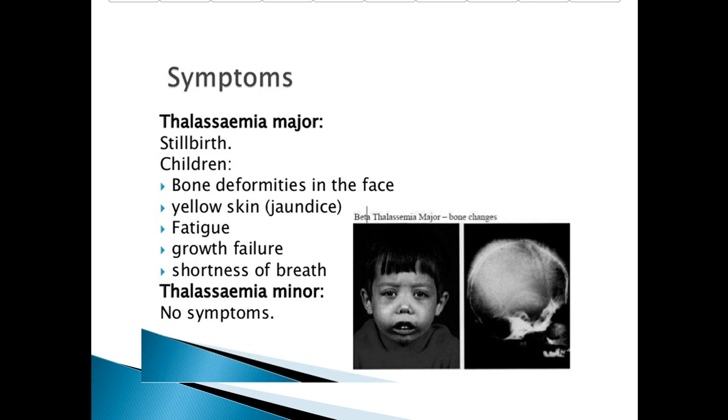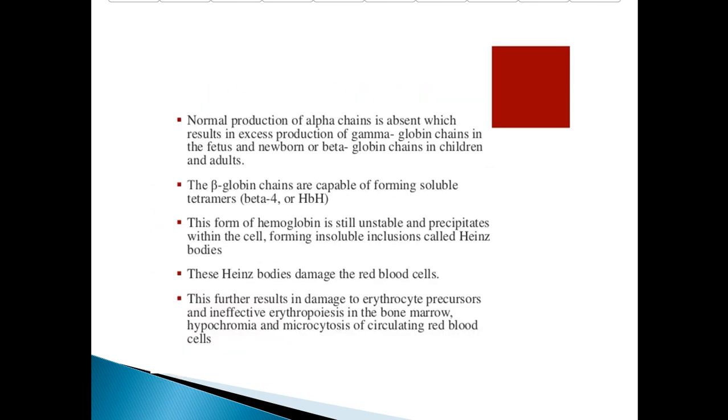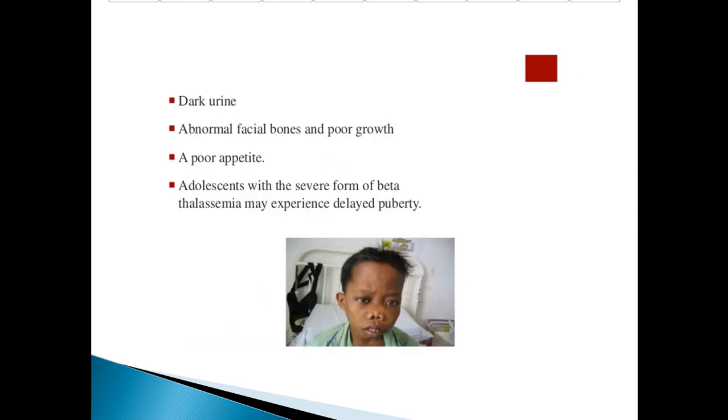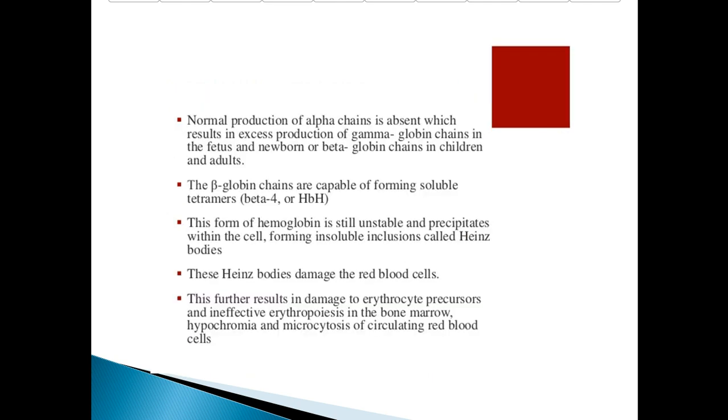So these thalassemic patients have a very specific phase called thalassemic phases. You can see in the diagram. You can see also here thalassemic phases. So the clinical presentation: shortage of red blood cells, anemia, pale skin, weakness, fatigue, hepatosplenomegaly, that is enlarged liver and spleen.